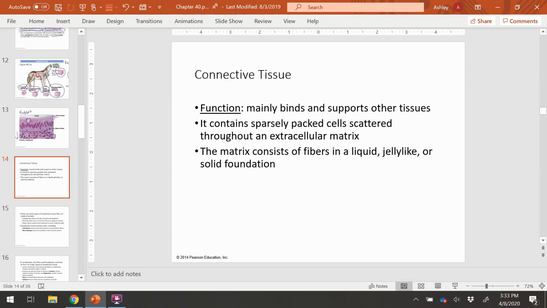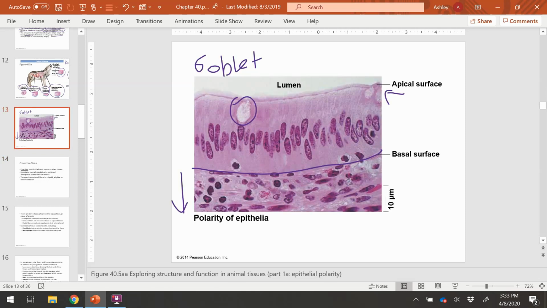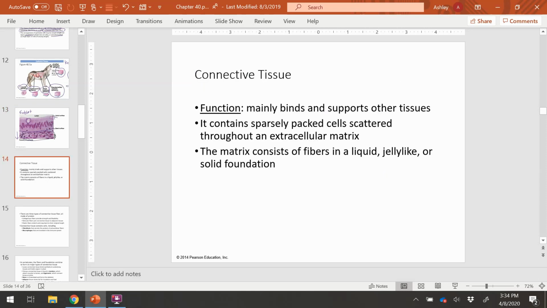It brings us to the second type of tissue, connective tissue. Connective tissue mainly binds and supports other tissue. And so you can see that in the previous picture here, that all of this right there is connective tissue. And so connective tissue consists of liquid, jelly, or solid foundation, depending on what the need calls for and where it is in the organism. It can be sparsely packed, or it can be densely packed, depending on the type.